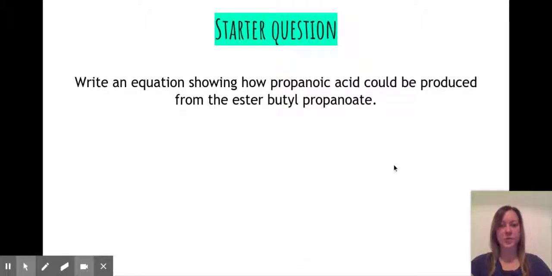Hi and welcome to lesson 3 of the Esters, Fats and Oils topic. A starter question to start you off with. This is quite tricky, but we went over this in the last video, so hopefully you are able to use that and your notes to have a wee go at this. Write an equation showing how propanoic acid can be produced from the ester butyl propanoate. See how you got on with that.